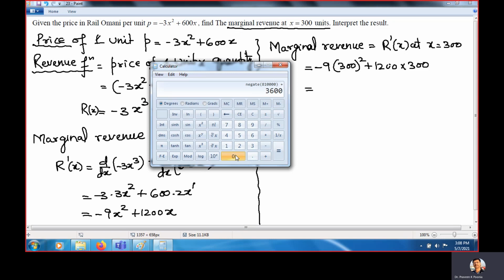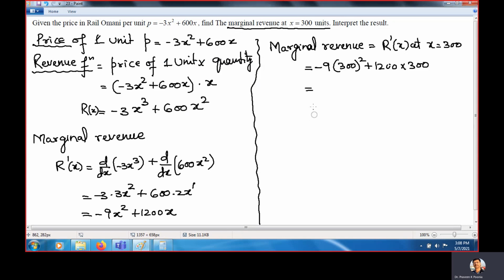2 and 2 4, 1 2 3 4. So if you simplify this, how much are you getting? You are getting minus 45, 1 2 3 4, this much of 0. So this is revenue, but this is a 3 marks question. 1 mark question is marginal revenue. Another question is 1 mark, this one. And the last one is interpret the result.